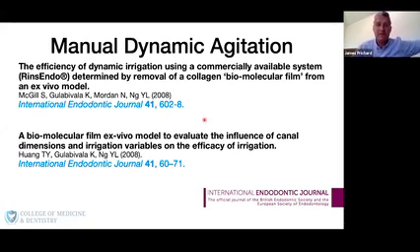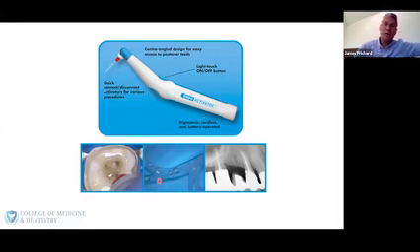Automated devices obviously make our life that little bit easier because they can be faster and less fatiguing. One of those devices is called the EndoActivator, which is a sonic device. It has a right-angled head, which makes it easier to get into the root canal space, and the tips are disposable and just clip on. The tip vibrates laterally, and as it does, you get fluid movement within the root canal space, which gives you effectively better cleaning.